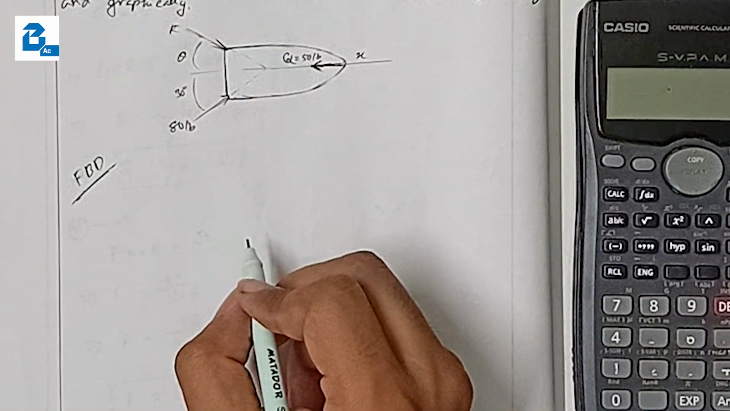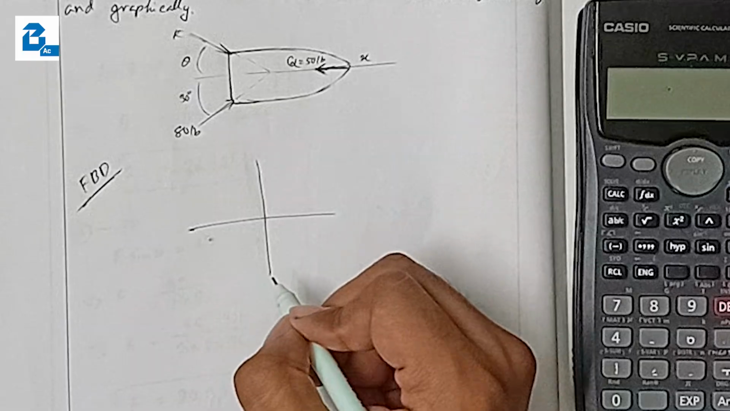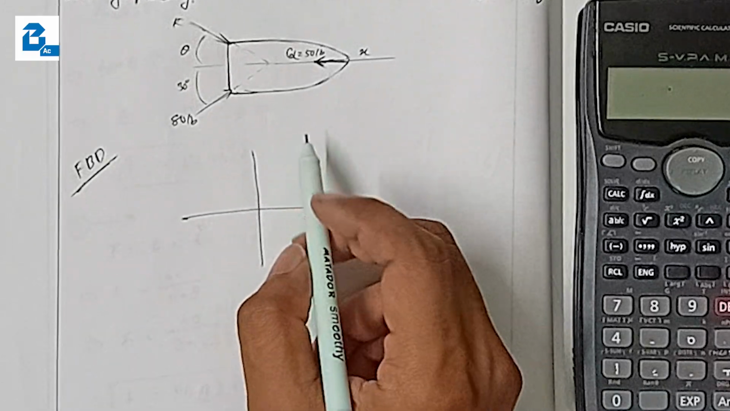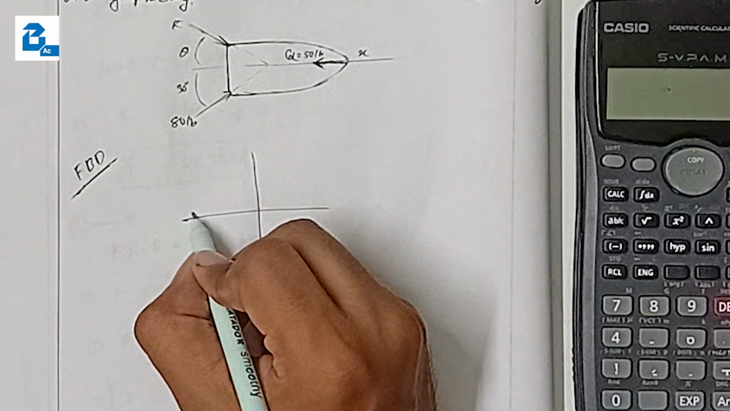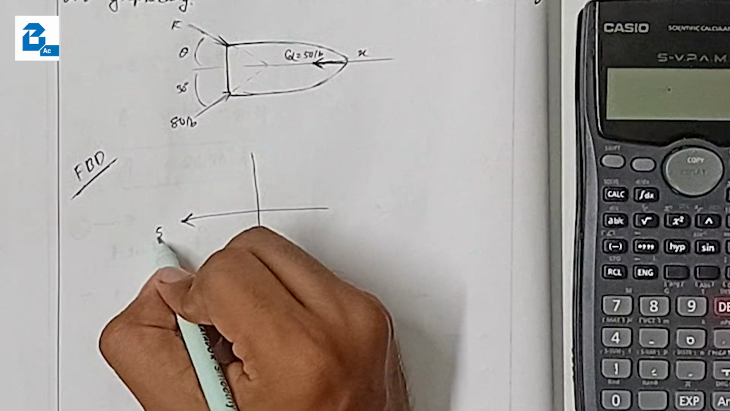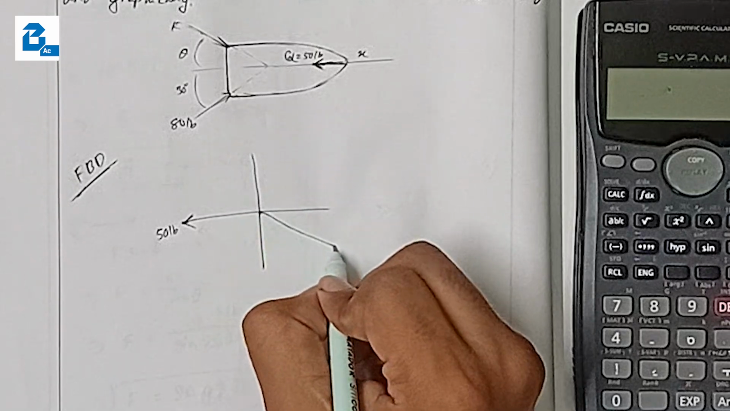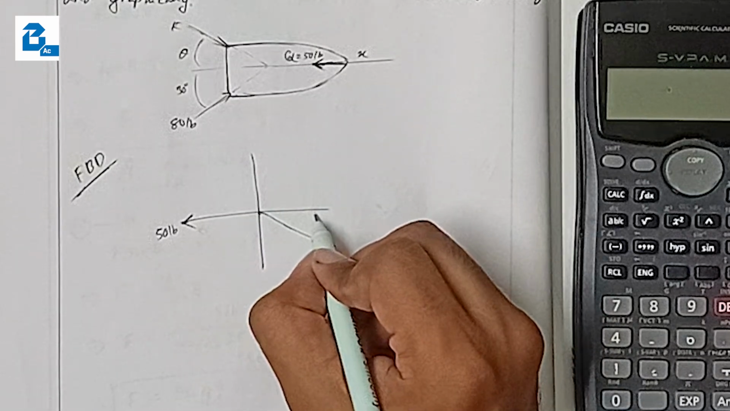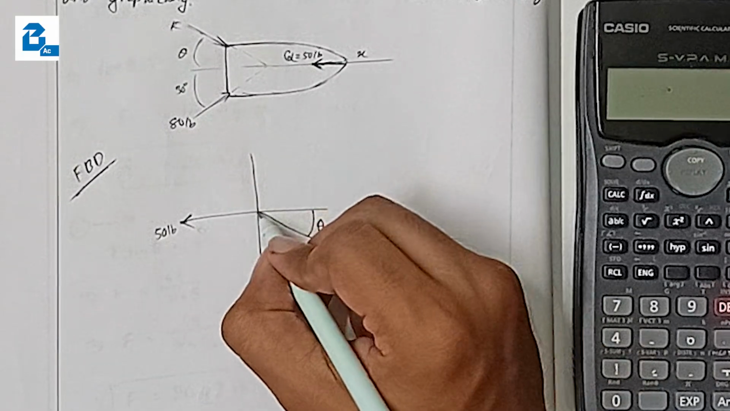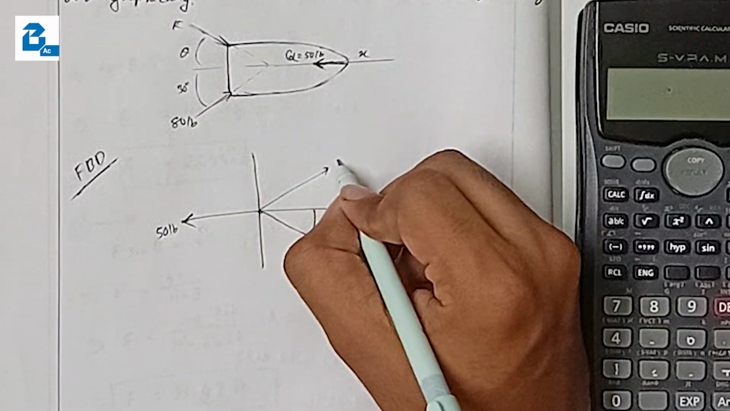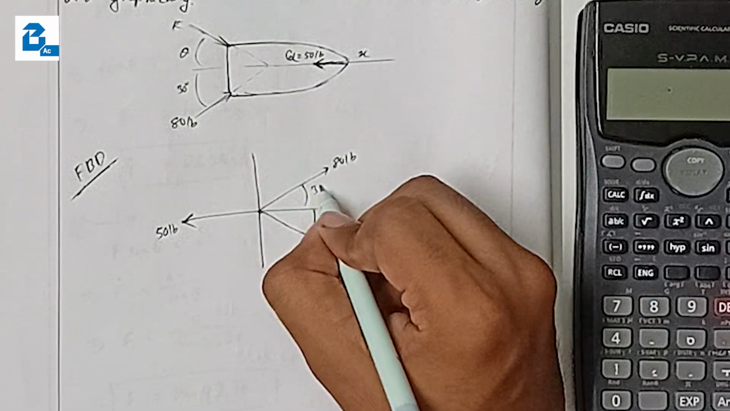Let's draw the free body diagram here. Let's draw the horizontal axis and then a vertical axis. Here, along the horizontal axis, there is a force of Q, which is 50 pound. So let's add that, 50 pound. And then there's an angled force F, with the angle of theta with the horizontal axis. And then there's the 80 pound force, which is 30 degrees with the horizontal axis.